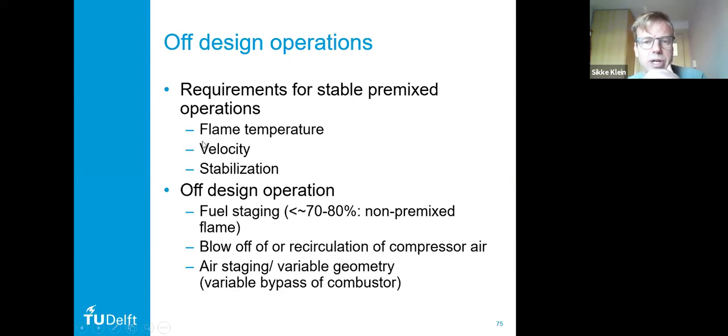So we discussed this, stable flame velocity, so requiring stable premix operation. The flame temperature is important here, the velocity, the laminar flame speed, the balance and stabilization of off-design operation. Well, the fuel staging, so you can switch from premix to non-premix below 70 to 80%. You can also have some tricks to blow off or to recirculate compressor inlet air. By recirculating compressor inlet air, you increase the temperature, and you can do some air staging and variable geometry. There are also some combustors where you can bypass the combustor at low loads to prevent all airflow going to the premixer.